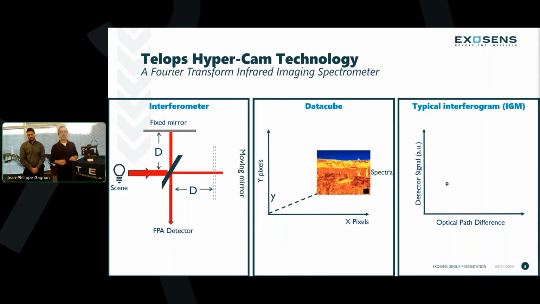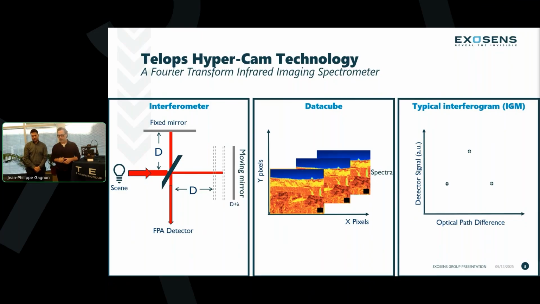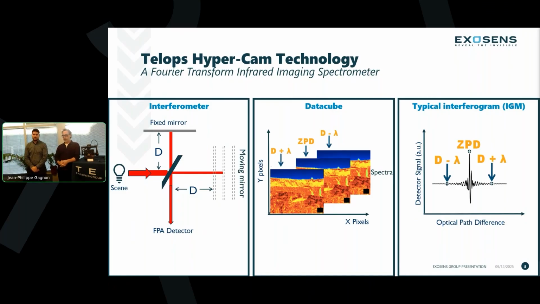Here is a short animation to show you just that. The mirror is being moved along the path, generating a path difference and an interference pattern at the detector level, and that's what we measure. It's the intensity of that interference pattern. So we end up with a series of infrared intensity images that look like that. We call that a data cube, acquired at different optical path positions of the moving mirror. And this generates what we call the interferogram, which is just the intensity level. If you focus on one pixel of this data cube, you get the interferogram. And we take the Fourier transform of that interference signal to get the spectrum out.